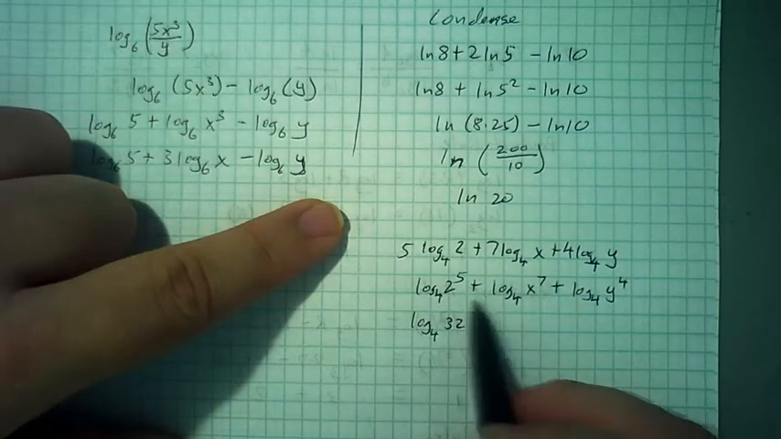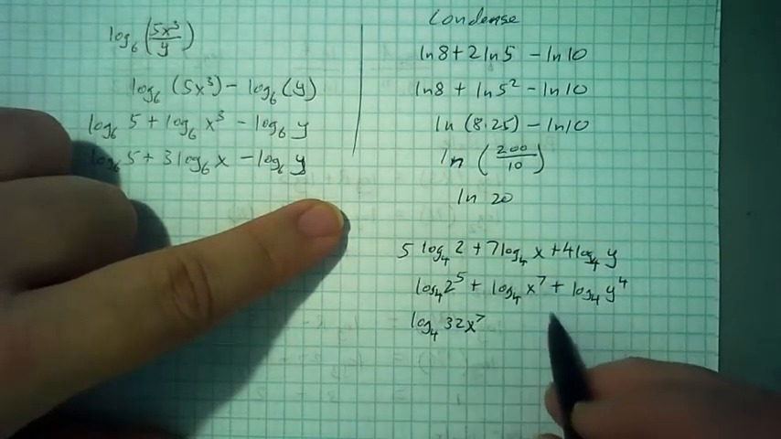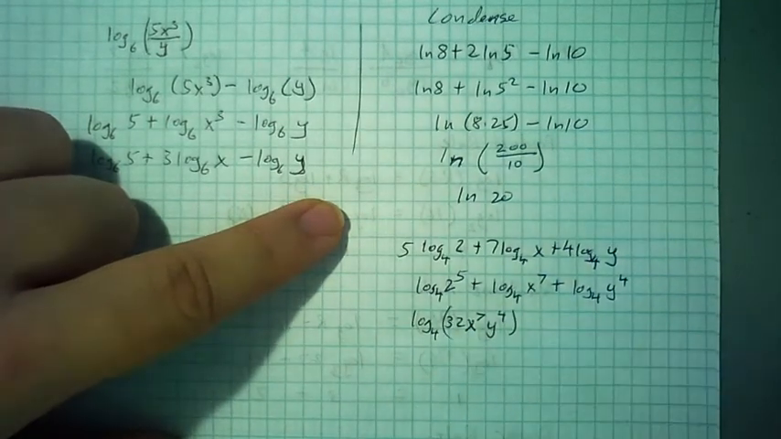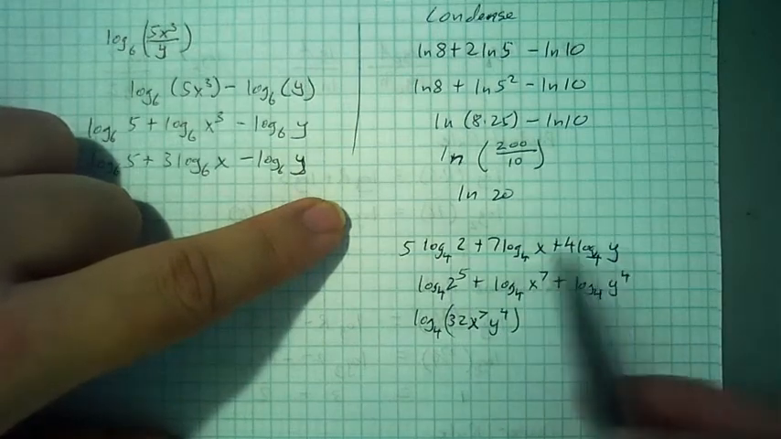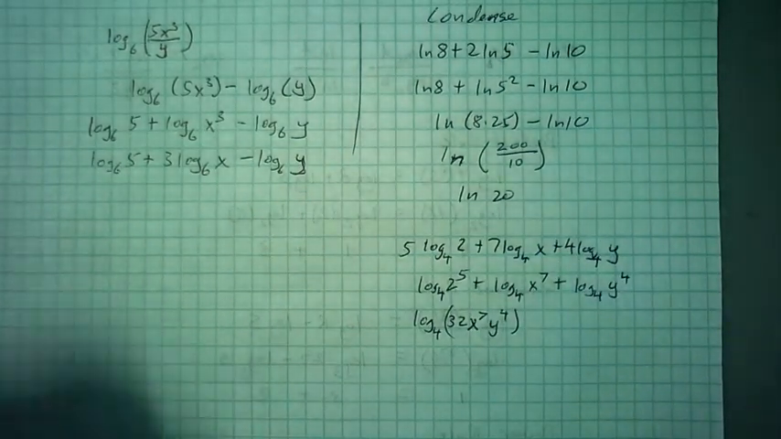Since these are addition, this is going to turn all into multiplication, so it'll be 32 times x to the 7th times y to the 4th. And now we've taken three separate logarithms and combined them into one logarithm. That's condensing. Expanding is the opposite.